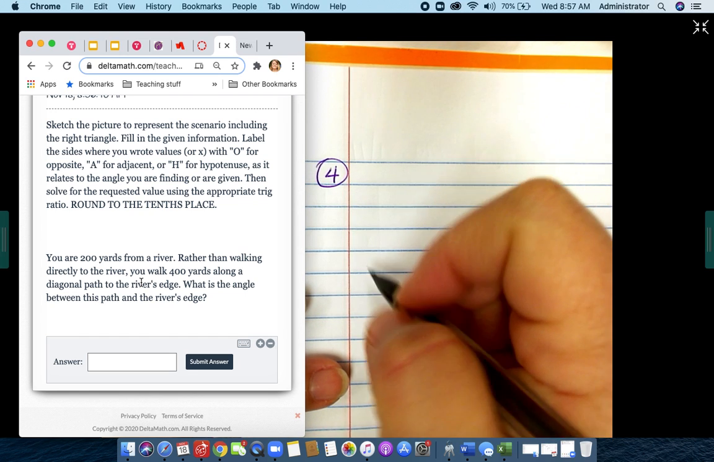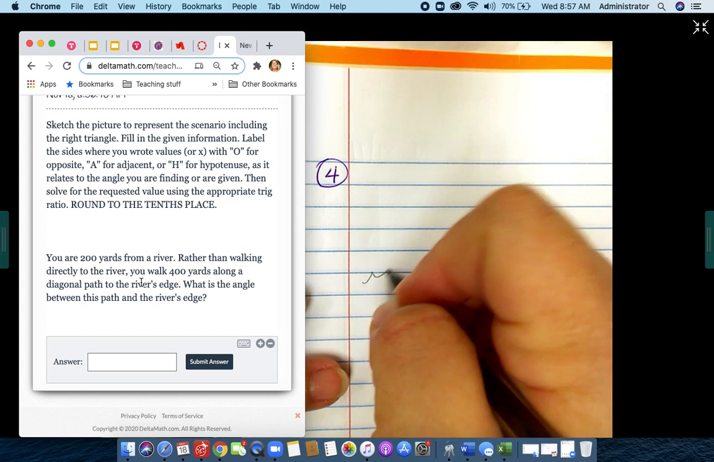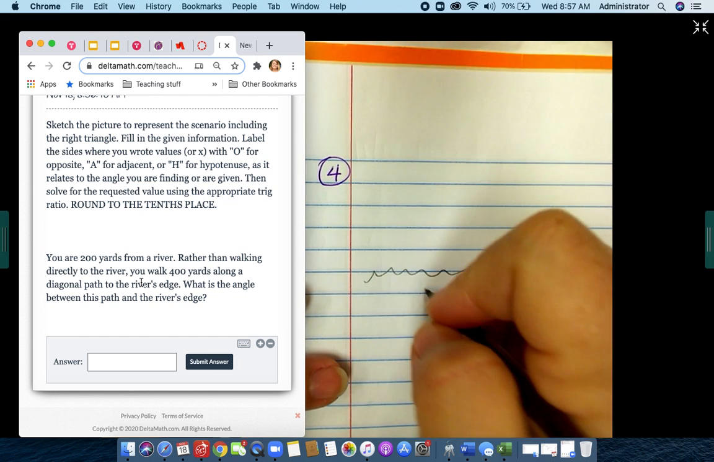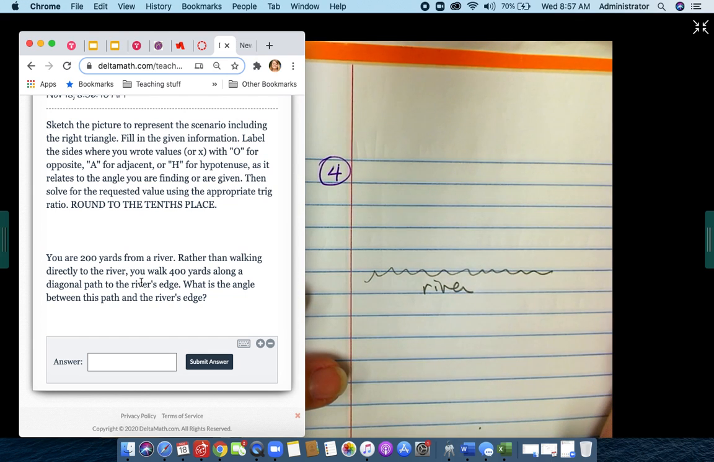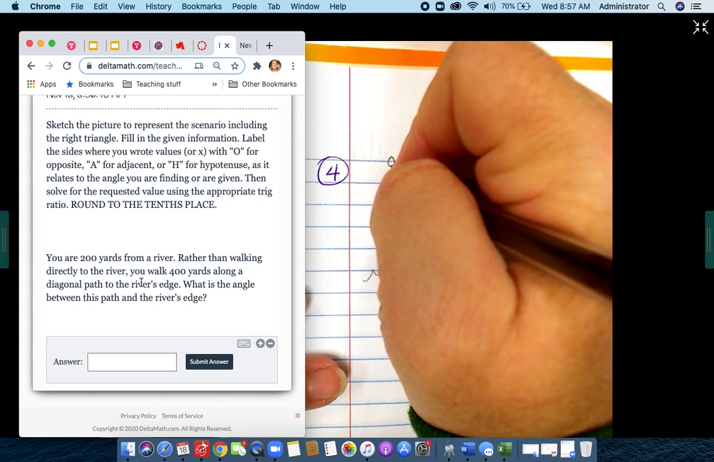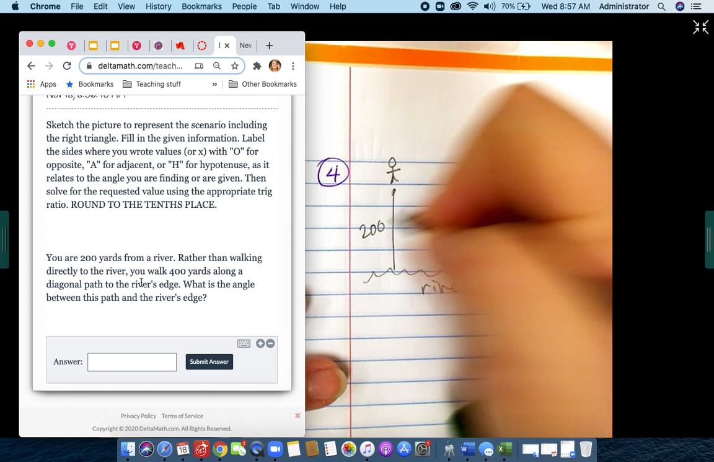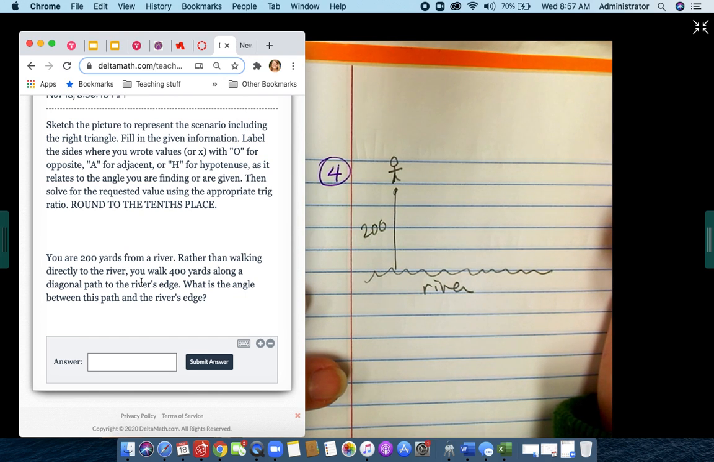Well, if I asked you in 3rd grade to draw a river, you might do something like that to represent water, right? So this will be our river side. And then it says you are 200 yards from a river. So let's imagine you're right here, and you are 200 yards away from the river.